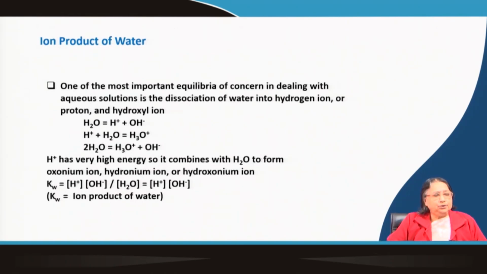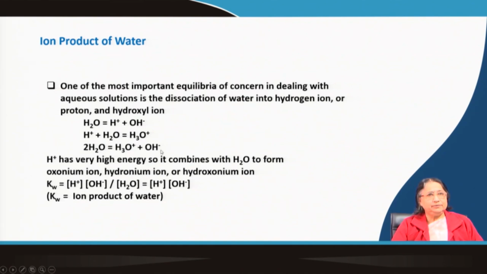It is very important to know the ion product of water. We all know that water dissociates into H plus and OH minus. Of course, H plus cannot stay as such; it immediately combines with water to form hydroxonium ions. So, in terms of the formation of hydroxonium ions, this is the actual equation for water dissociation.